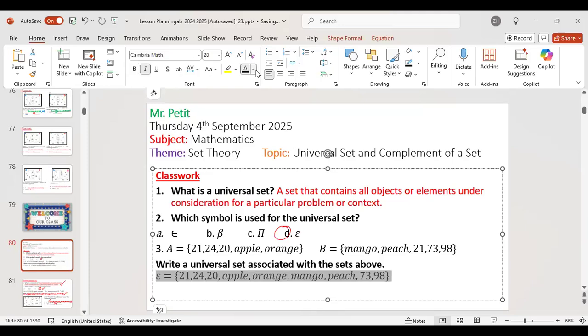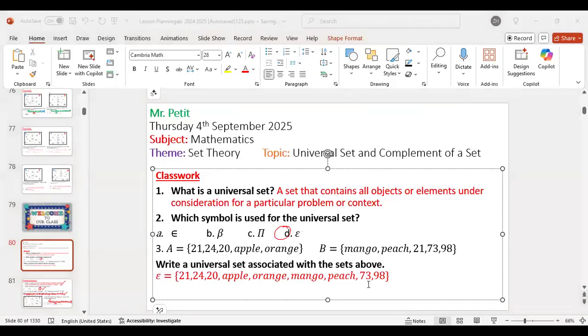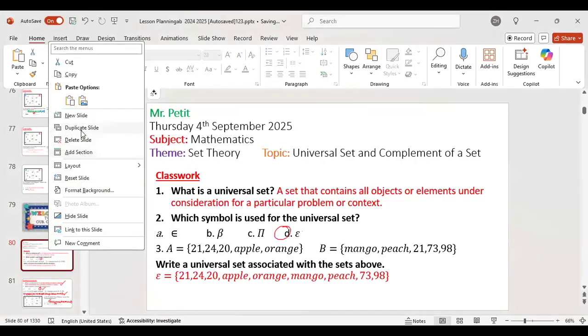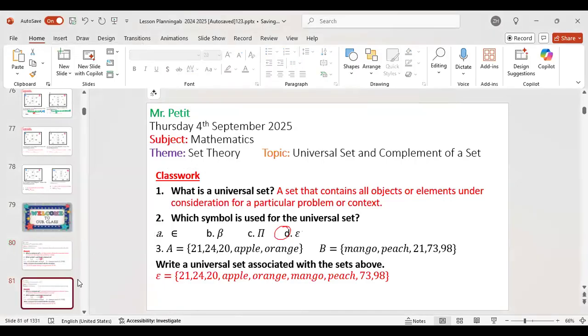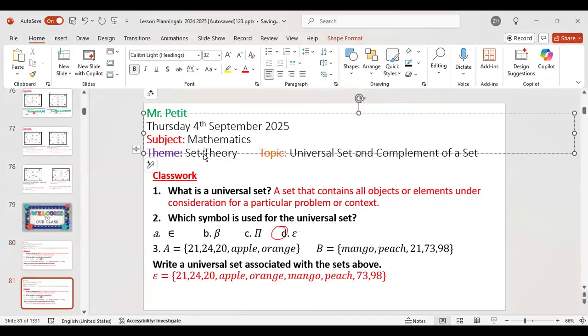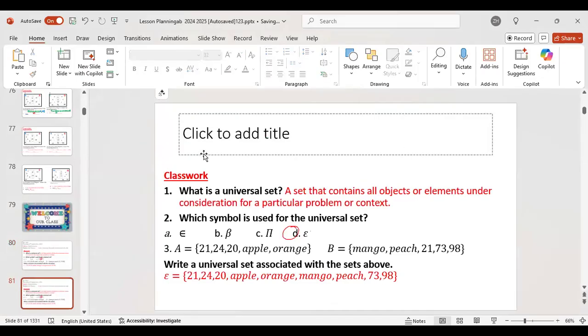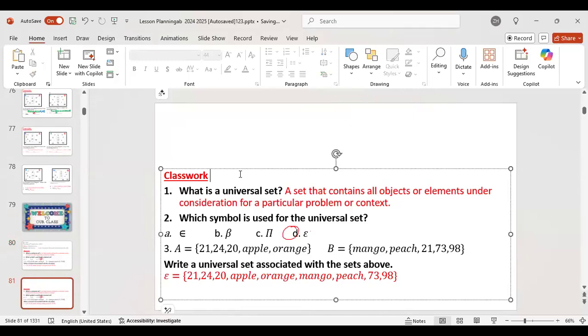All right. So that's the universal set for this one. Is that clear? Let me know if that's clear. Yes, sir. Okay, good. Rashid, where's Rashid? Yes, sir. You understand how I got the universal set for number 3? What did I do to get the universal set? You combine them. Combine what? Set A, set B. Very good. So everything in set A and B combined.